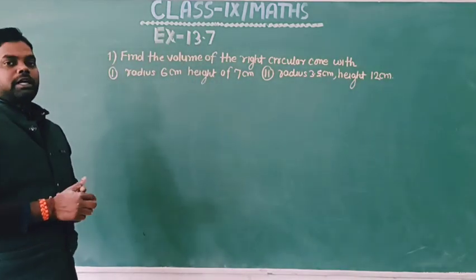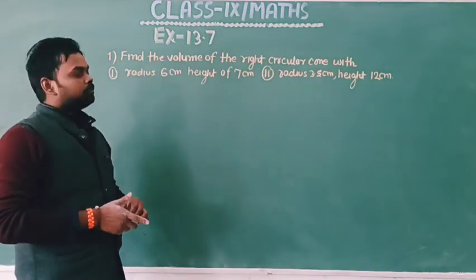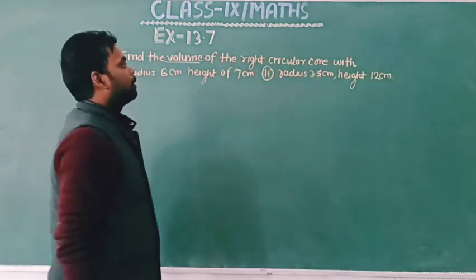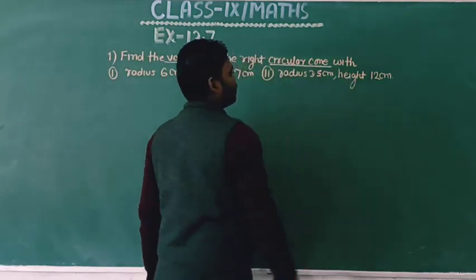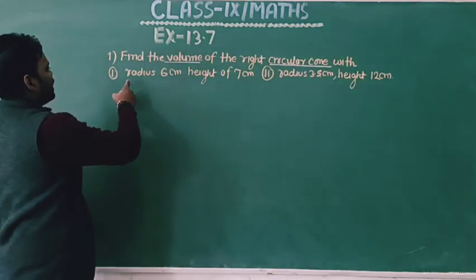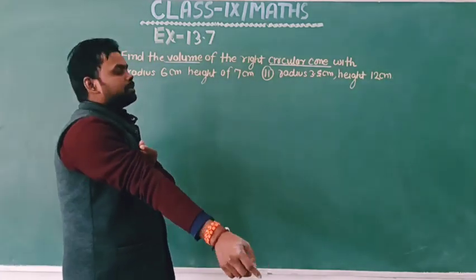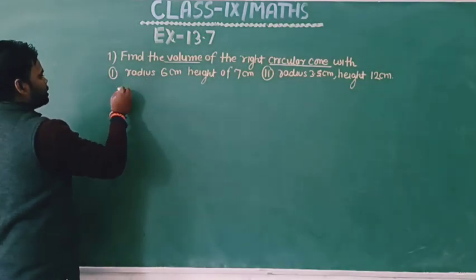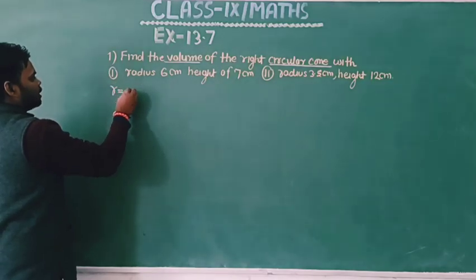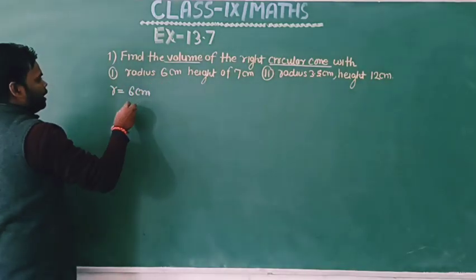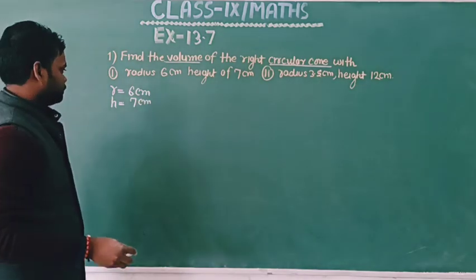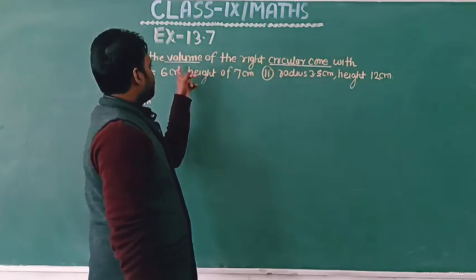In this question, it has been said to find the volume of the right circular cone. The first part has radius 6 cm and height 7 cm. So the solution of the first part: radius r is given as 6 cm and height h is 7 cm. Then we need to find its volume.